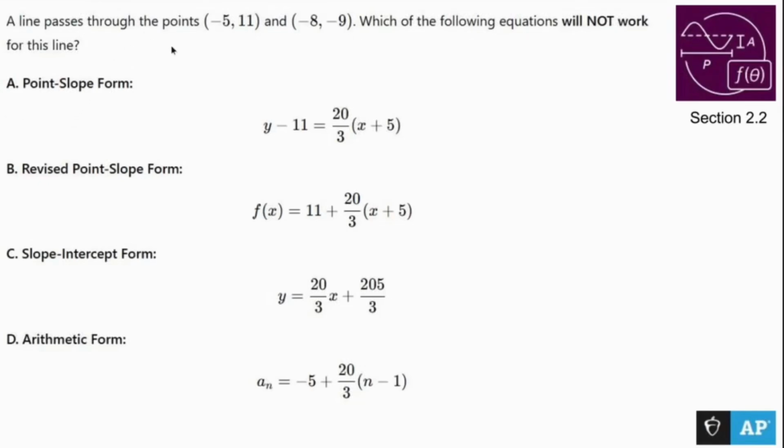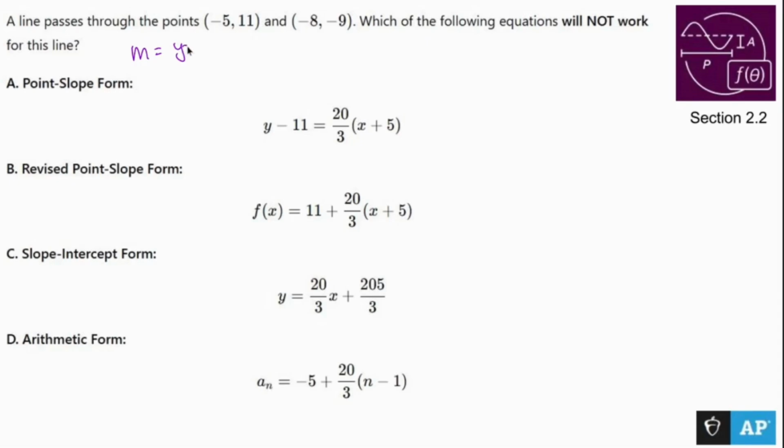A line passes through the points (-5, 11) and (-8, -9). Which of the following equations will not work for this line? All right, well, let's go from the very beginning. We've got point slope form. Before we do anything, we need the slope.